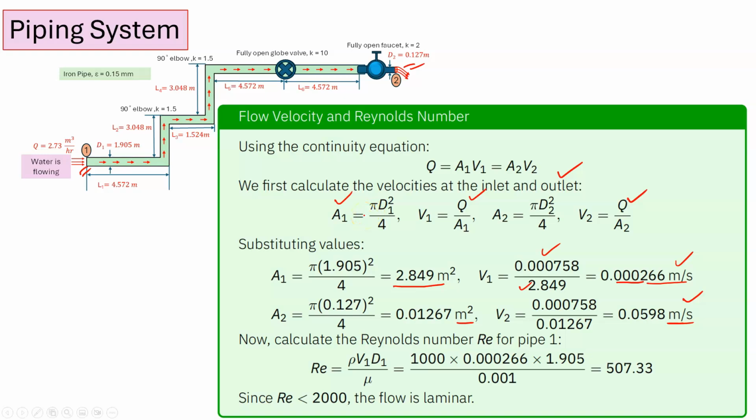So based on the Reynolds number, we can easily calculate the friction factor. Now the Reynolds number Re for pipe 1 is rho V1 D1 by mu, so that is 1000 times V1, 0.00266, times D1, 1.905, because all this pipeline has the same diameter, and mu, the viscosity, 0.001. So the Reynolds number is 507.33. So it is in the laminar zone. Since Re is less than 2000, the flow is laminar.